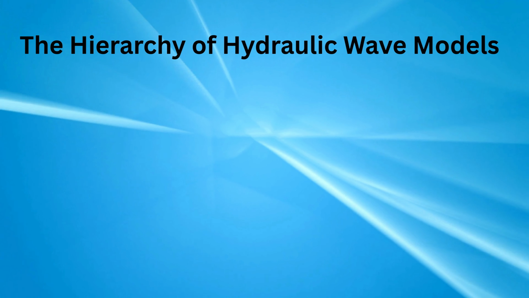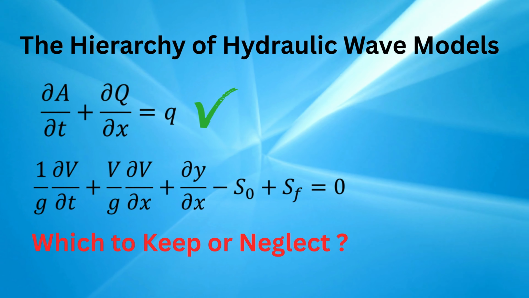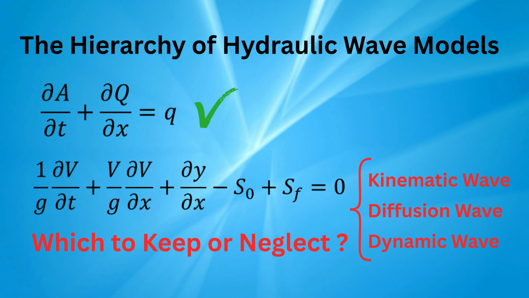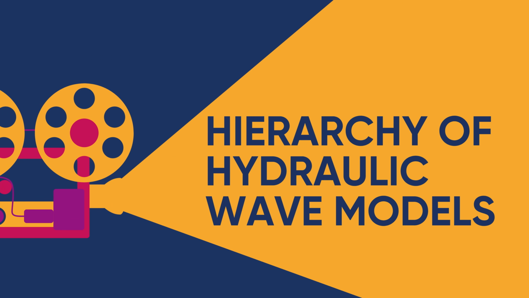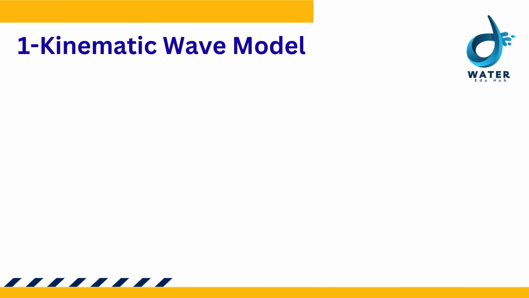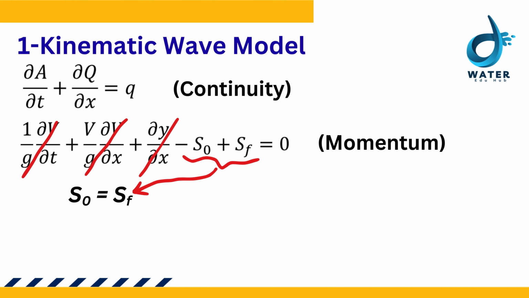By keeping the continuity equation in its full form and selectively neglecting terms in the momentum equation, engineers have derived three primary classes of hydraulic models. Now let's go through the hierarchy of hydraulic wave models. First is the kinematic wave model. This is the most severe simplification of the Saint-Venant equations. It neglects all inertia and pressure terms. In other words, it assumes a balance strictly between gravity and friction forces.